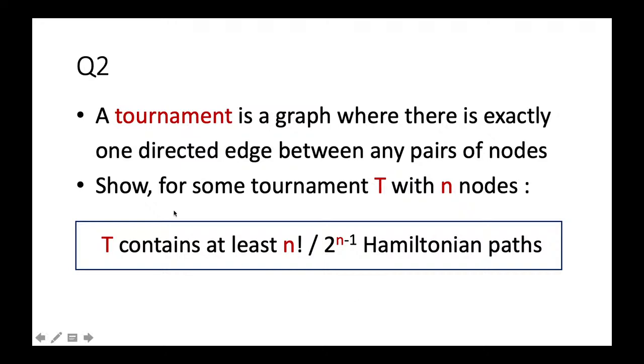Okay, and here we want to show that among these 2 to the power n choose 2 graphs, we can find one of them which contains at least a lot of Hamiltonian paths. And for this one, this time, let's try to use another easy technique called the expectation argument. So how can we show this?